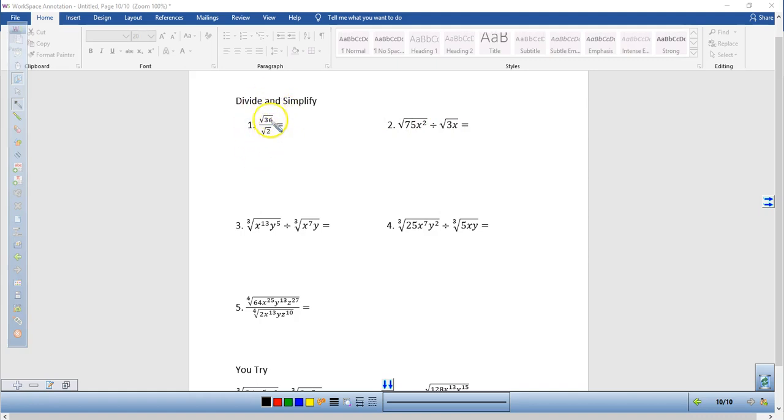So starting off, 36 and 2, indexes match. So really I'm looking at the square root of 18. Since it's square roots, I want to break it down if I can. 18 is square root of 9 and square root of 2. And we know square root of 9 is 3.